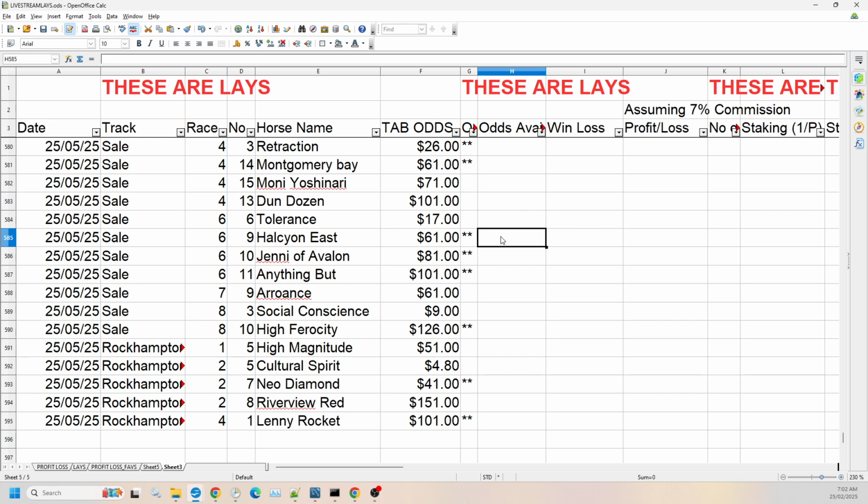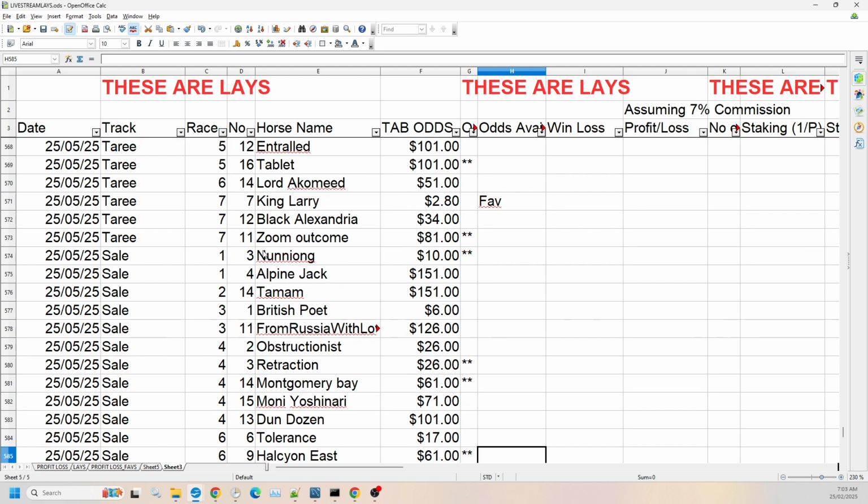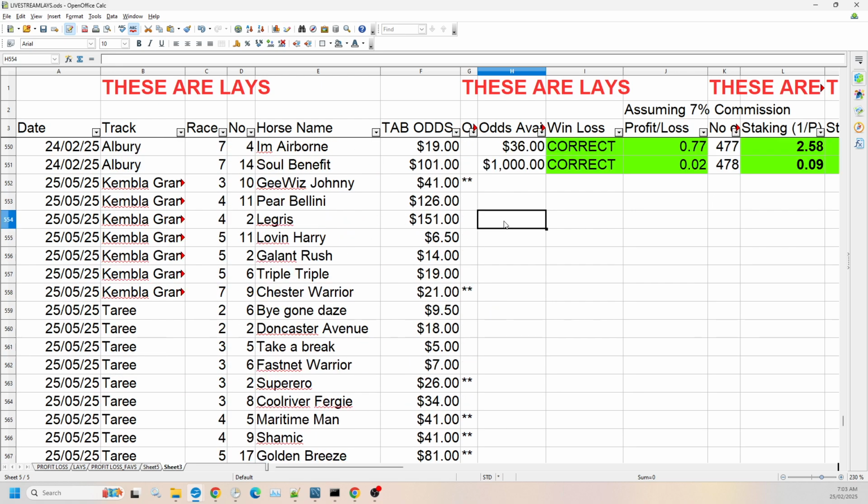And then Rockhampton, there's only 5 races at Rockhampton today. Race 2, we've got a favourite there at 480 in Cultural Spirit, number 5. That could be laid. And I have starred another horse in that one, number 7, Neo Diamond, at $41. And then race 4, number 1, Lenny Rocket's 101, but it's got the stars on it as well. Okay, that's it. Just the 5 meetings today. I think it's 4 meetings. See how we go. There's not too many selections.